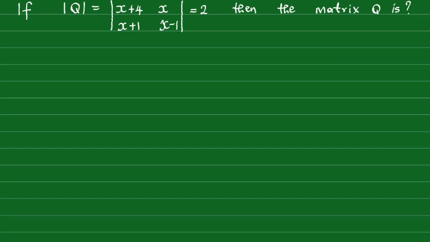for JAMB, WAEC, and even the Math Olympiad. Now the question reads as follows: if the determinant of the matrix Q is equal to the determinant of x plus 4, x, x plus 1, x minus 1, and is equal to 2, then the matrix Q is. Quickly, in solving this, we write solution.